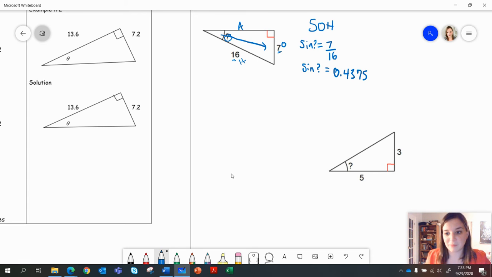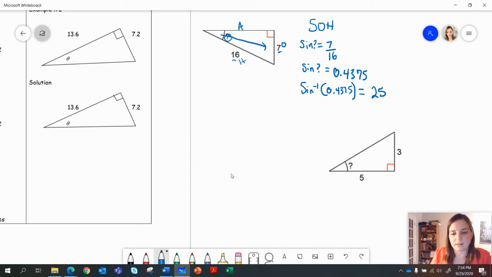Then it's the fancy footwork in your calculator. So you're going to do second function or shift. And it should come up like this. So second function or shift, and then 0.4375. Or again, perhaps for your calculator, you need to type 0.4375 first, and then second function sine. And when you do that, you should get an answer of 25.9.